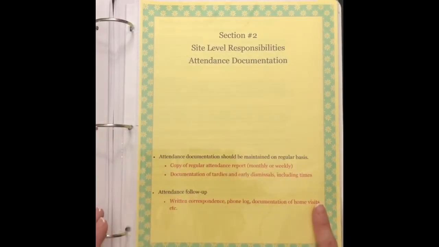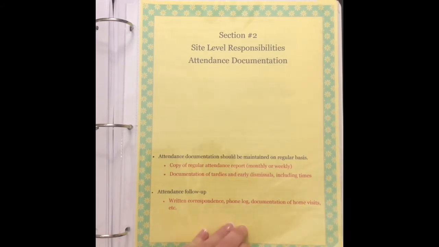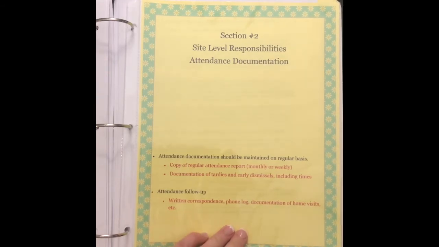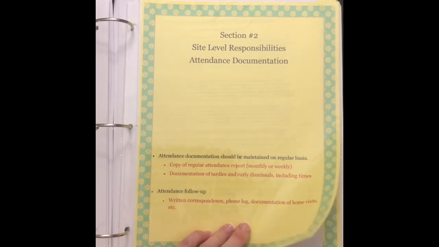The next thing that site directors are responsible for monitoring is attendance and attendance documentation. If attendance documentation is maintained in Infinite Campus or in Power School, you could certainly have a note about that on a page right here, much like I had in the last section, that says attendance documentation is in Infinite Campus. But if you are using handwritten attendance documentation, you would want to have a copy or a printout of a regular attendance report. You would also want to document where you have followed up with families on any sort of attendance issues or concerns that you might have about individual student attendance.